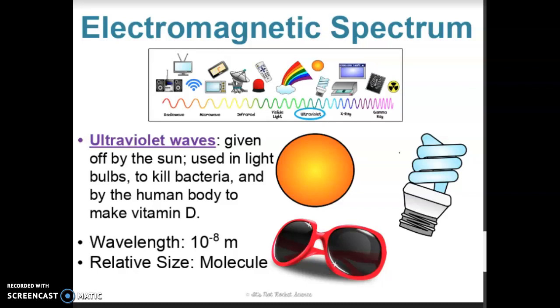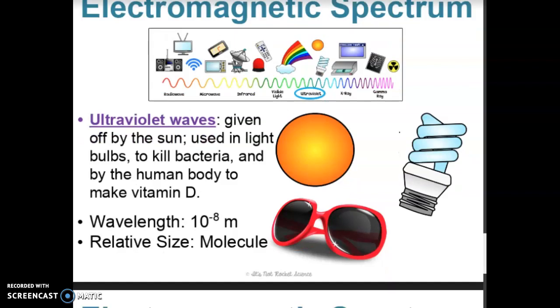This is what the sun gives off. It can cause skin cancer. It can damage our vision. So, short amounts is very helpful for us. We benefit from it, but a lot of exposure to it could be bad. But this is the size of a molecule, so they're very tiny. But we need ultraviolet lights to be able to survive.